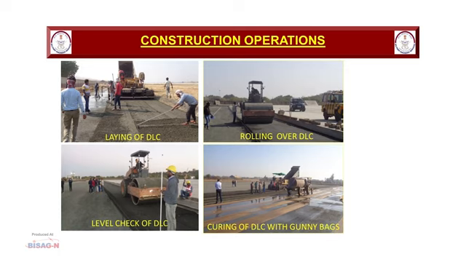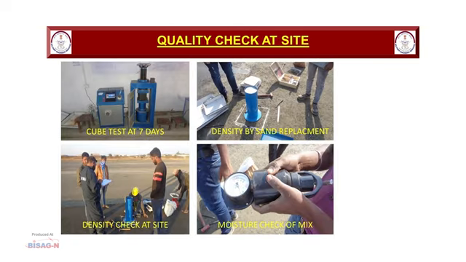The photographs showing the various activities of the DLC. Photograph number 1 showing the laying and leveling of the DLC with the paver. Photograph 2 showing the rolling of the DLC with static width roller. Photograph 3 showing the leveling check of DLC with leveling instrument, and photograph 4 showing the curing of the DLC with gunny bags.